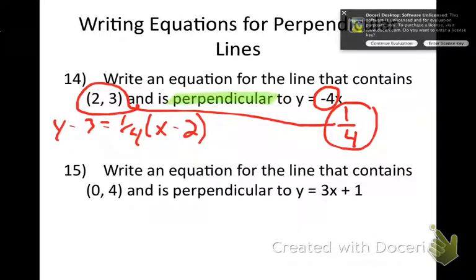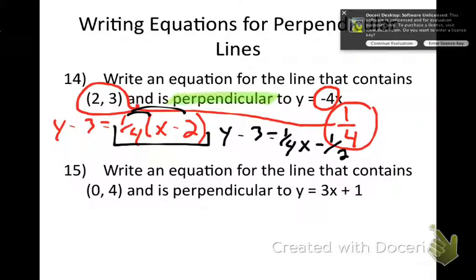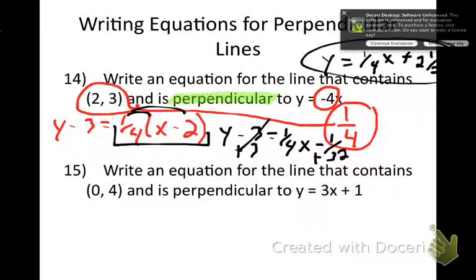Anytime I see that setup on the right, what do I think here, John? So I distribute, getting me y minus 3 equals 1/4 x minus a half. Add 3 to both sides, and I get y equals 1/4 x plus what would be 2.5. And there's the answer.